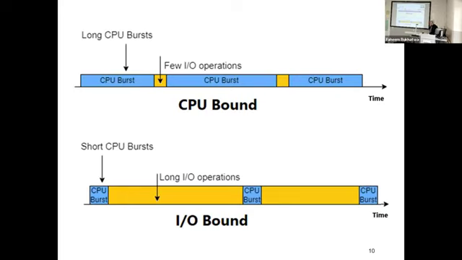It's just a way of explaining what a CPU-bound job and an IO-bound job are. A CPU-bound job needs a lot of CPU and very little IO. The IO-bound job needs a lot of input-output and very little CPU.